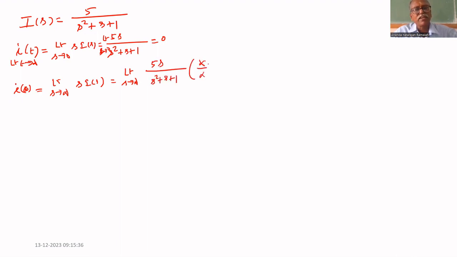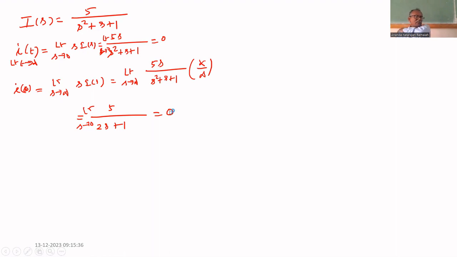This is infinity by infinity form. That's why differentiate the numerator and denominator one time by s. You will get 5 divided by 2s plus 1. Limit s tends to 0. If you substitute, it becomes 0. So this is convenient form.